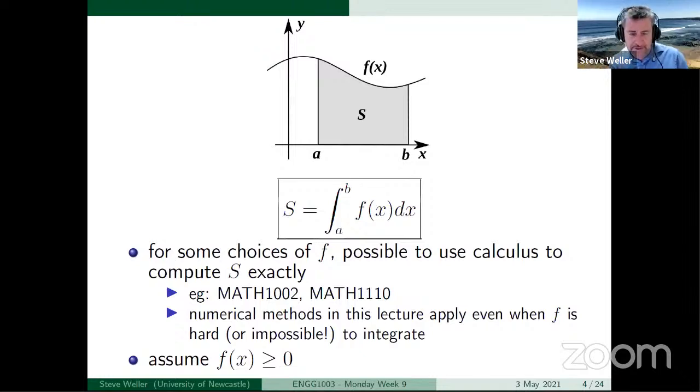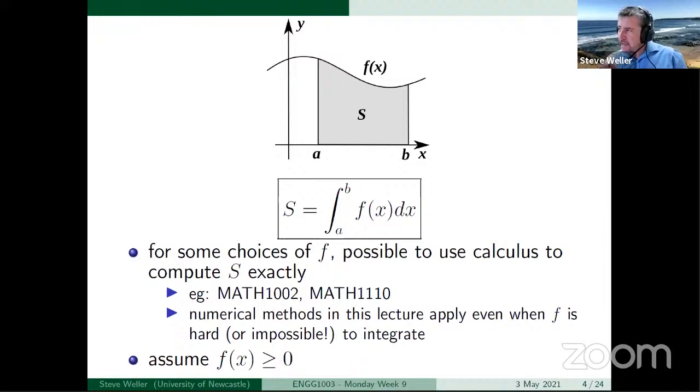Now, there's a technical condition at the bottom of this slide that the function f has to be positive, namely that the function exists in the upper half of the plane. That's not a very restrictive assumption. If the f that we're interested in integrating was below the horizontal axis, we could just create a new function, which was the mirror image, and integrate that. So for all practical purposes, that assumption's not important.